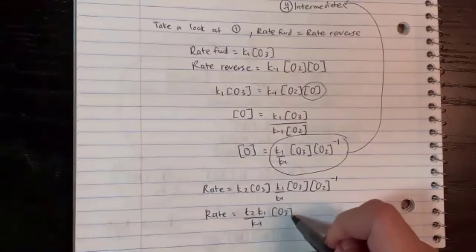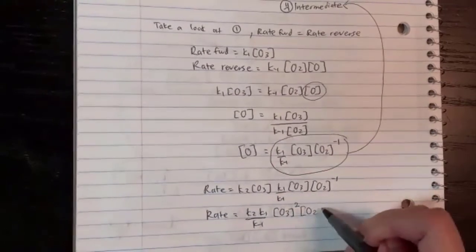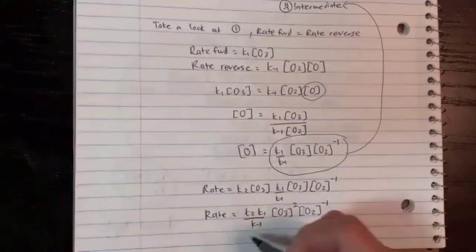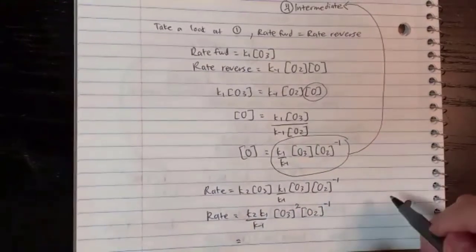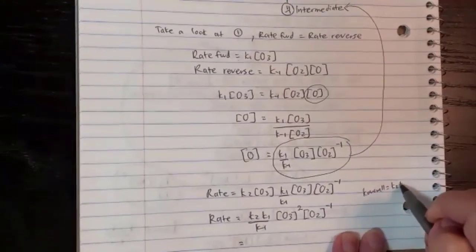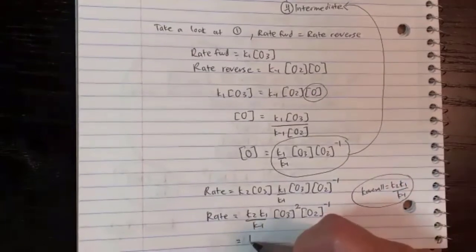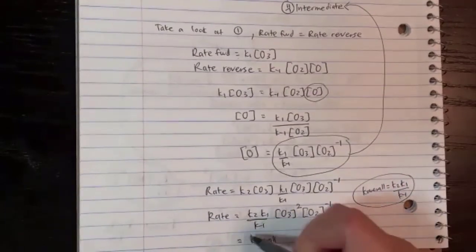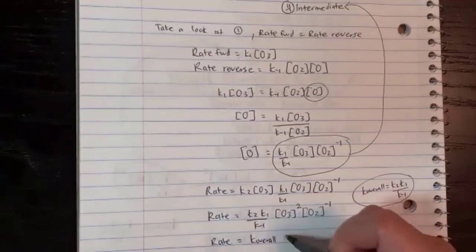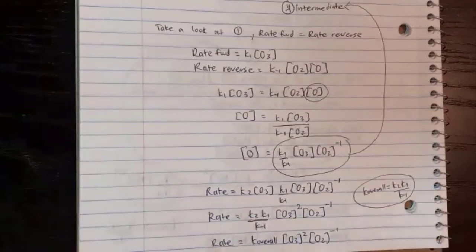And then O3, see there's two of them, so I'll just put a square, and then O2 to the power minus 1. Again, K overall is K2 times K1 over K minus 1. So we'll put that in there. So now that is K overall, O3 to the power 2, O2 to the power negative 1. Okay, so that's one example.